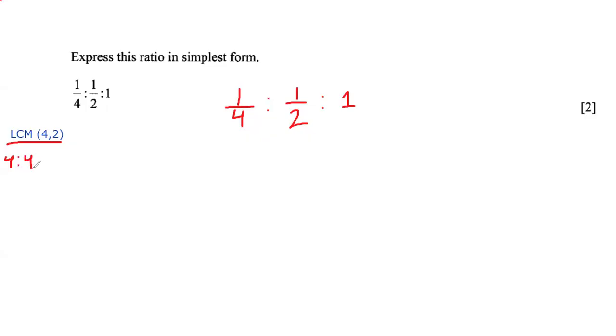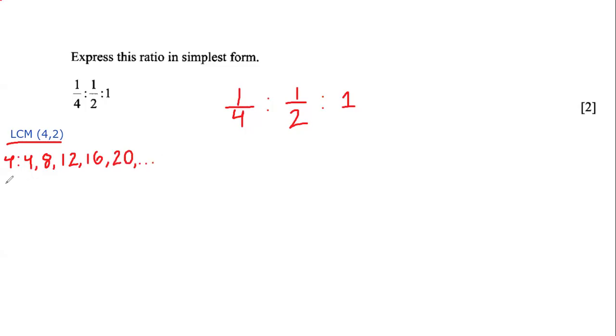4, 8, 12, 16, 20, 24, 28. Multiples, not factors. And the list goes on, right? So we can continue this forever and ever.